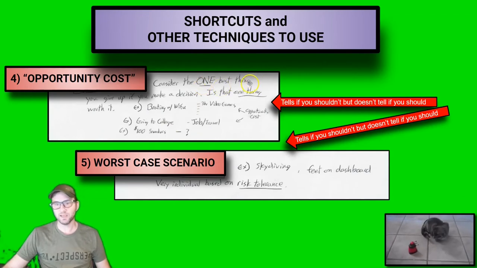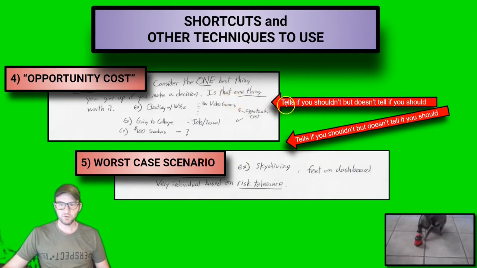For example, this will tell you immediately if you shouldn't do something. It won't tell you if you should, okay? Because sometimes all the negatives add up. So you have to look at more than the first one best thing you give up, but it will tell you if you shouldn't. If that one best thing you're giving up is better than what you're getting, it automatically says don't do it.